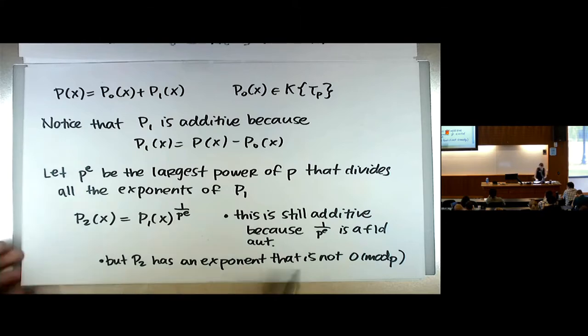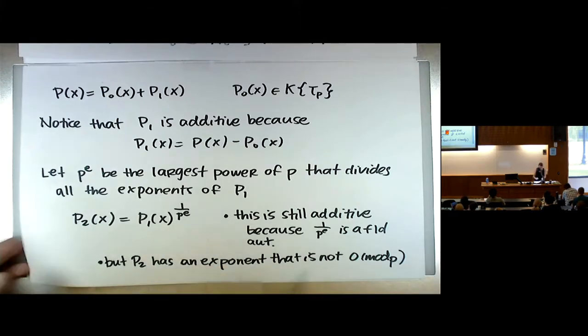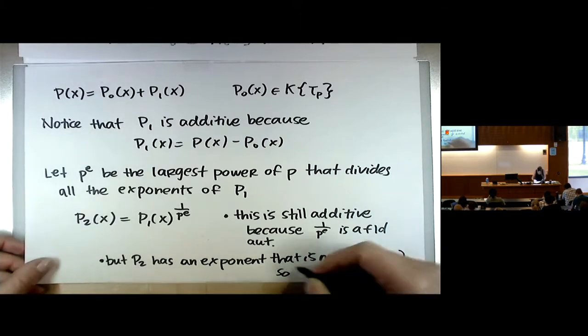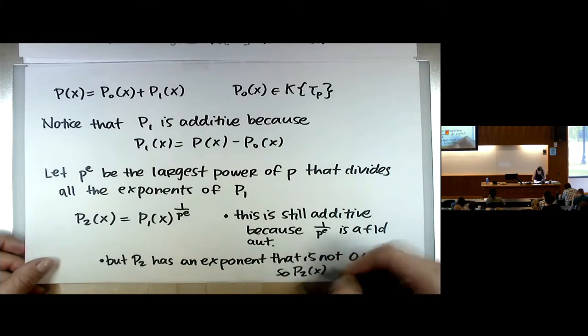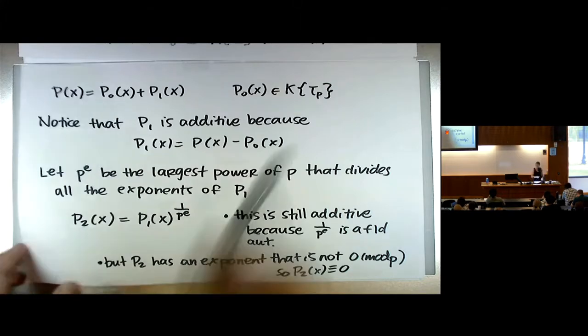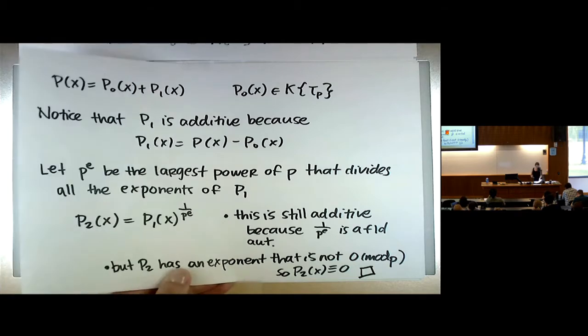Okay, so P2 has an exponent that's not 0 mod P if it's not 0. Of course, if it's the 0 polynomial, then I just did this to 0 and nothing happened, and that's fine. But if there was anything in P2, then I got a contradiction. So I'll try to fit it in here. You guys still see that? Okay, so P2 of X is 0, and so my P is in this twisted polynomial ring, and my proof is done. Okay, so it's kind of a cute argument. This whole part of the course has really adorable little arguments, I think.